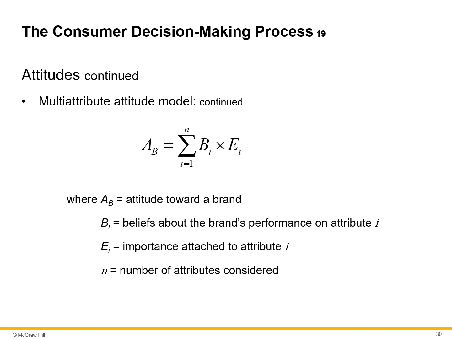And this is the multi-attribute attitude model. Basically, capital AB here is attitude toward a brand. BI is a belief about the brand's performance on attribute i. And EI is the importance attached to the attribute. Then you multiply B and E for each attribute, and add them up: the first attribute, second attribute, 3, 4, 5, 6, until the nth attribute. You add them all together, then you form your overall attitude toward the brand. This is the multi-attribute attitude model.